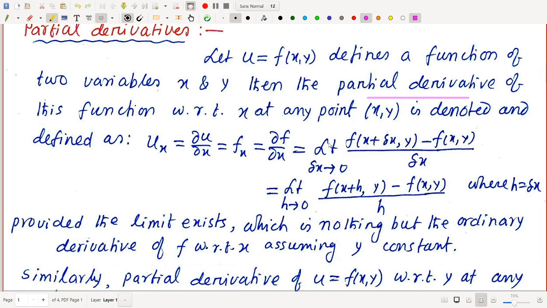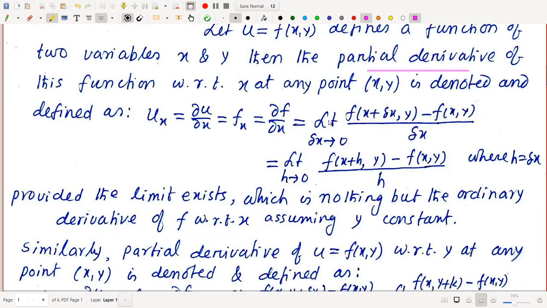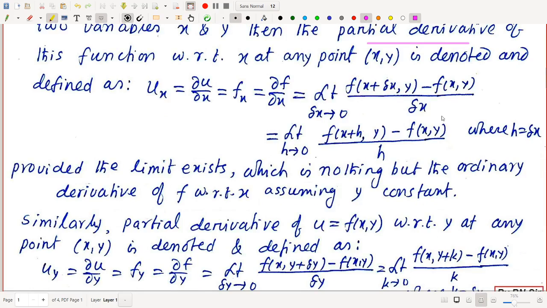Equal to what? What is the definition? The definition is a limit as delta x tends to 0 of the expression f of x plus delta x comma y minus f of x comma y, by delta x. This is the definition. Or this delta x we can write as h, then it will be limit h tends to 0 of the expression f of x plus h comma y minus f of x comma y, by h. So here h is delta x, provided the limit exists. If the limit exists, then only this will be called the partial derivative of f with respect to x.